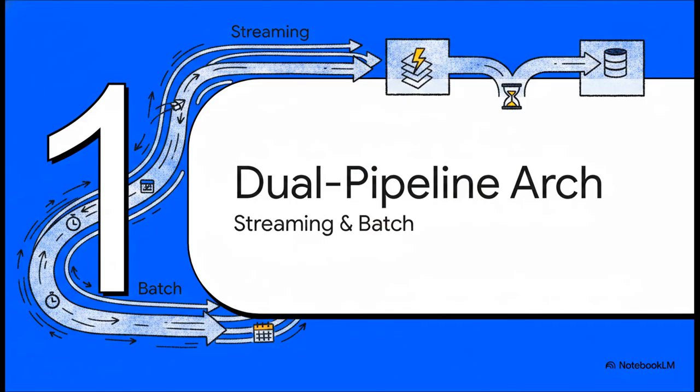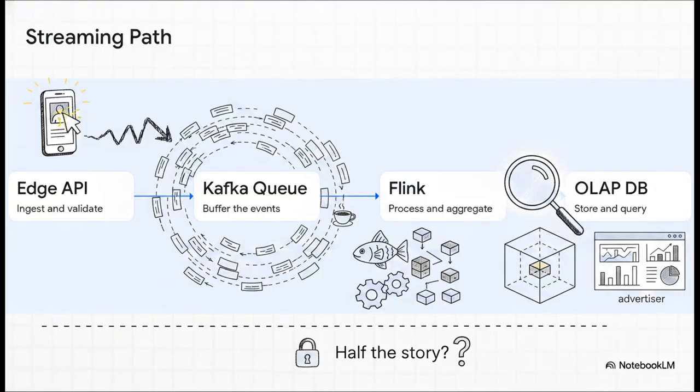First up, the dual pipeline architecture. So, at internet scale, no single data pipeline can simultaneously optimize for both absolute correctness and real-time freshness. It's just not possible. Because of this, production systems require a dual pipeline architecture.